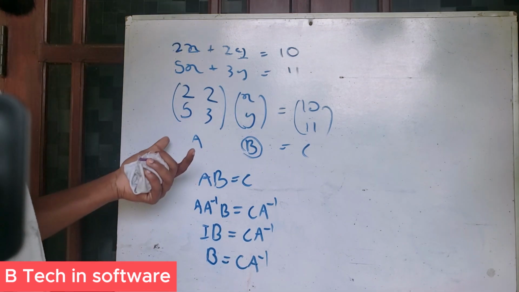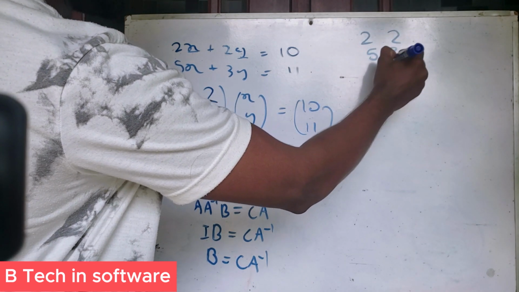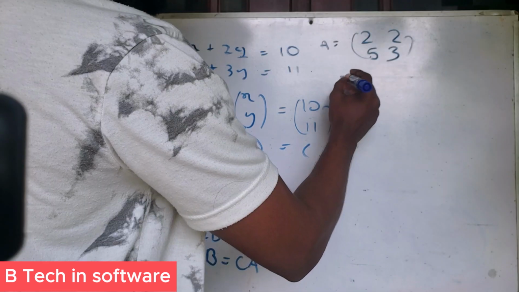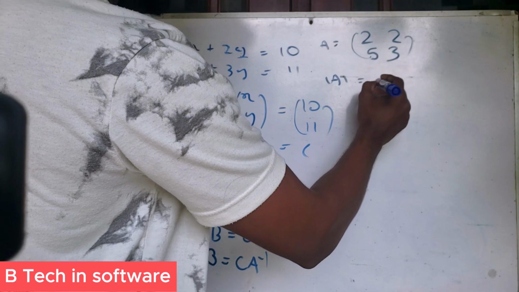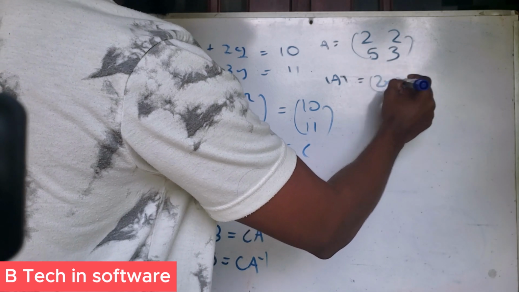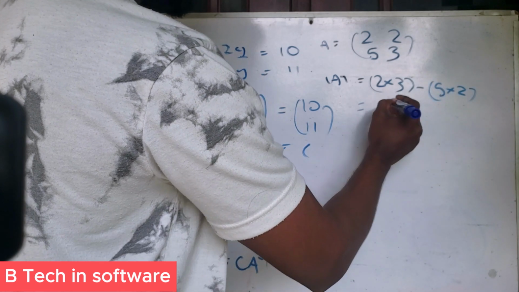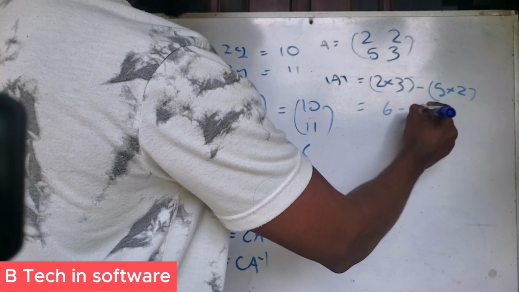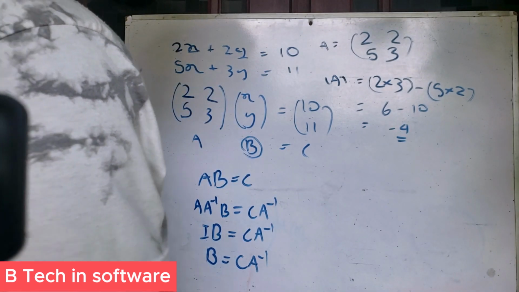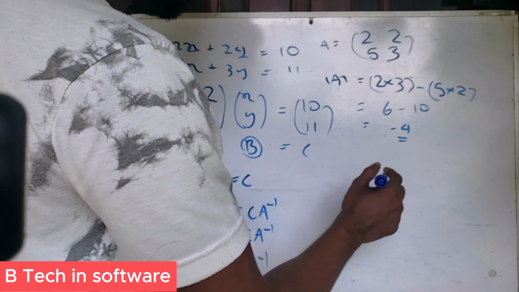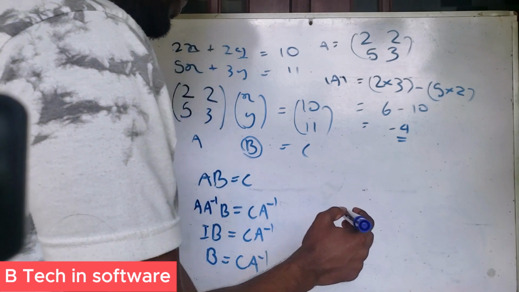A inverse. Now A means this matrix 2, 2, 5, 3. To find A inverse, I need to find A determinant: 2 times 3 minus 5 times 2, 6 minus 10, minus 4. Determinant is minus 4, and we need to find adjoint of A. Adjoint of A means A's cofactors transpose.